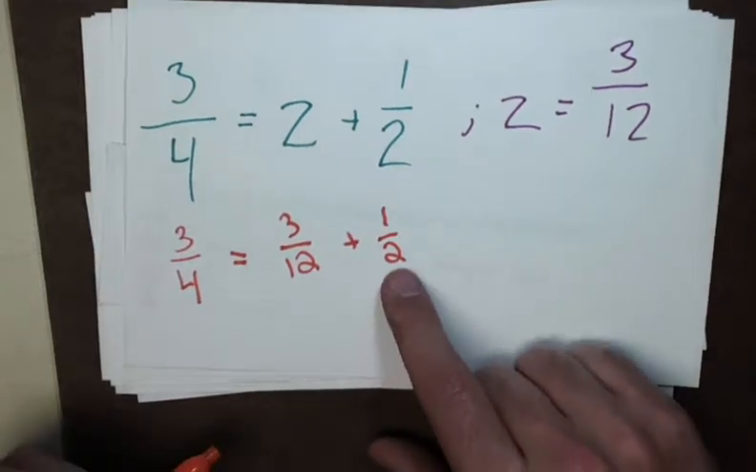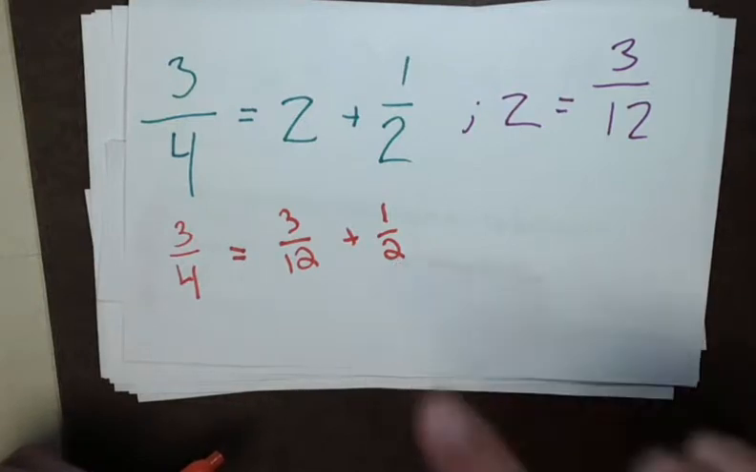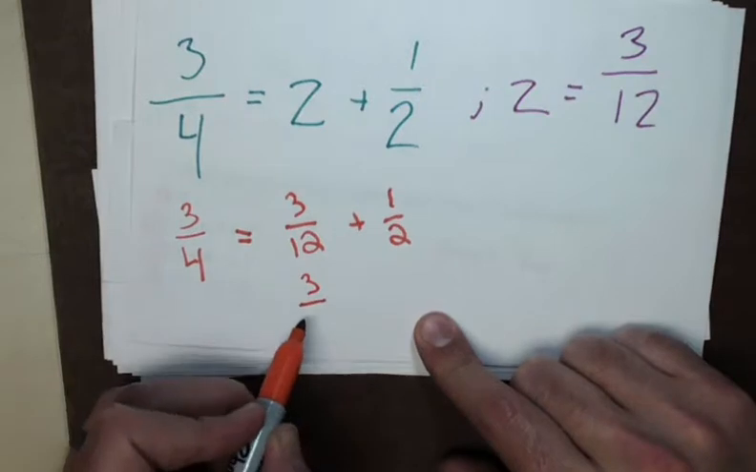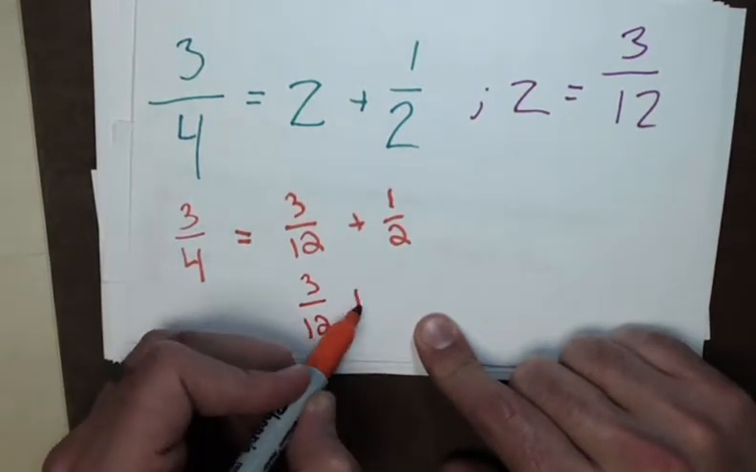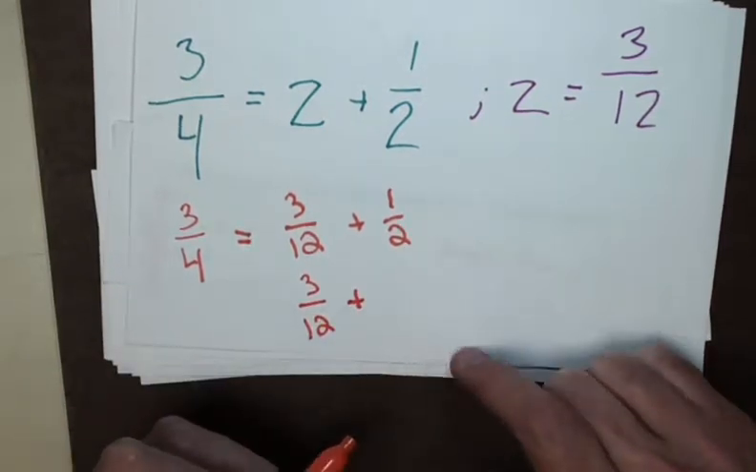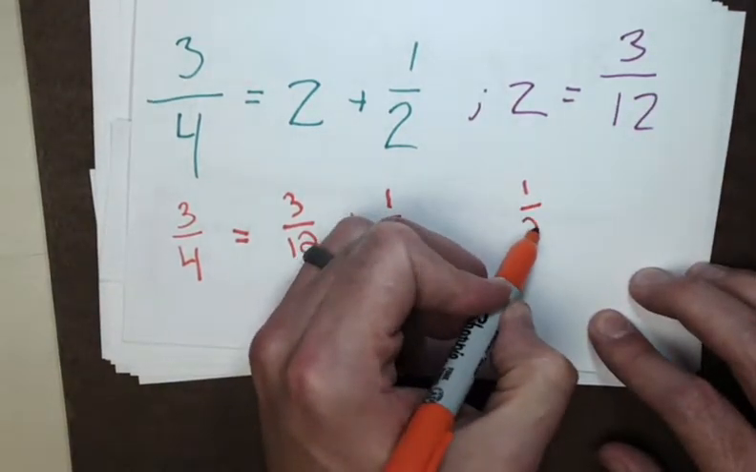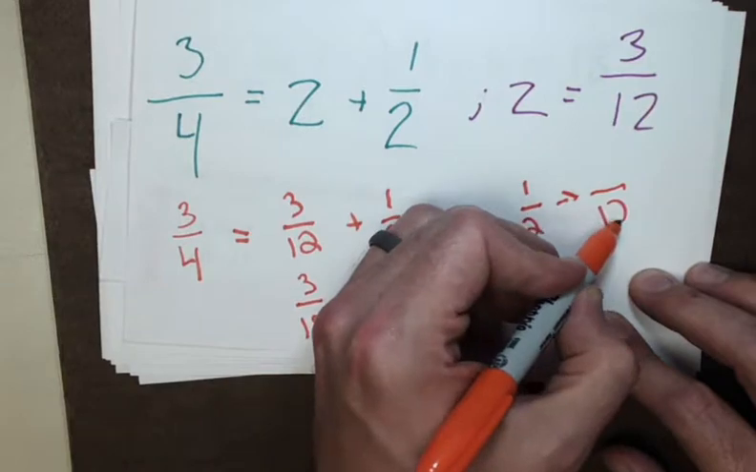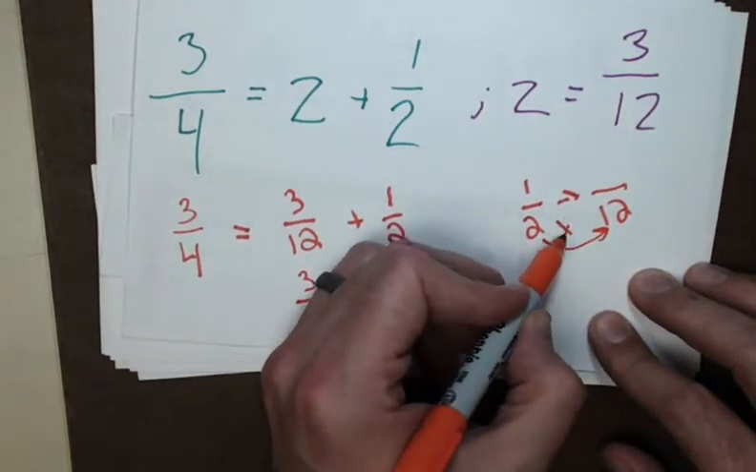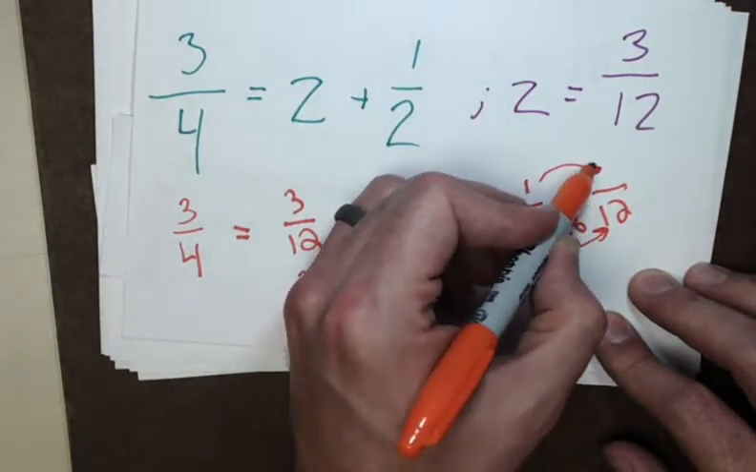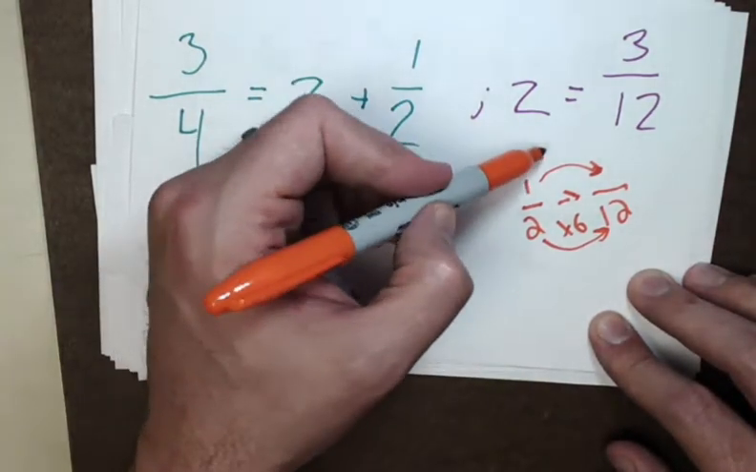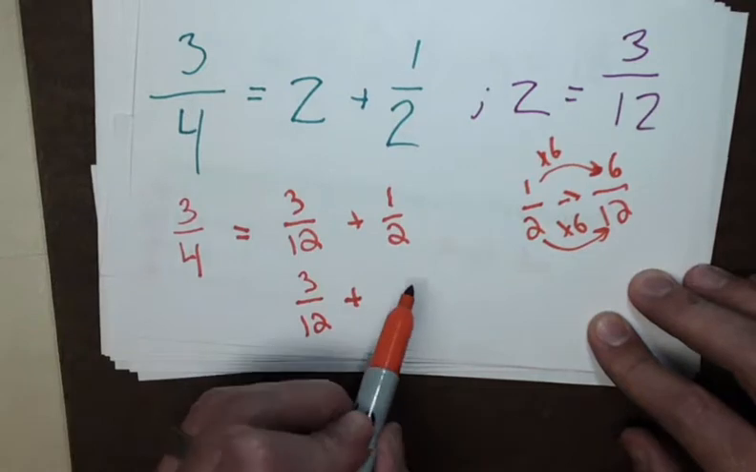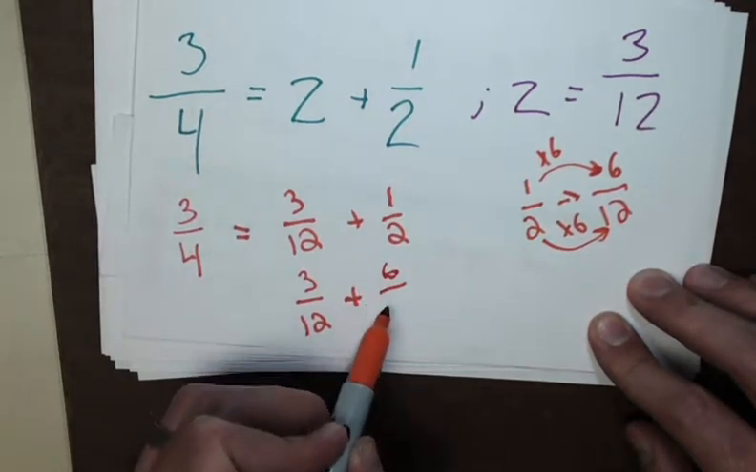So we can go ahead and rewrite the denominator 2 as 12. So 3/12 plus, now, how can we get 1/2 to 12? Well, we're going to multiply by 6. So multiply that times 6. So that's 6/12. Okay, 6/12 is equivalent to 1/2.